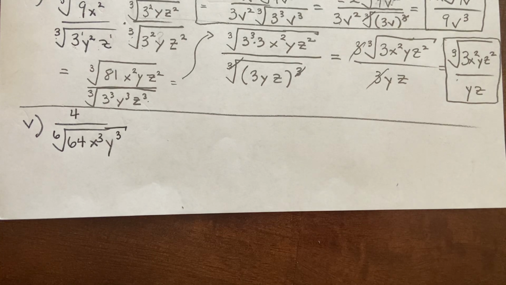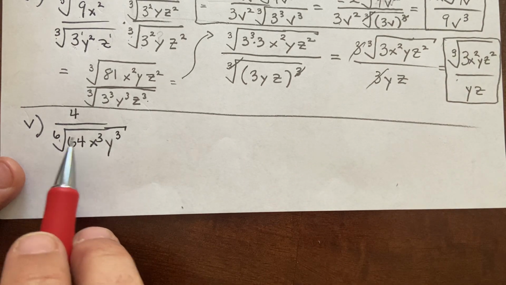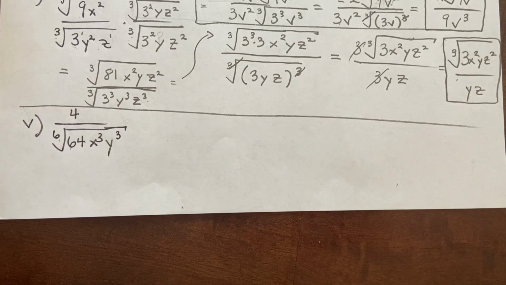So number 5. All right, I have a 6th root. I have a 64. Let's kind of see what we have. 64 is, I believe, 2 to the 6th.